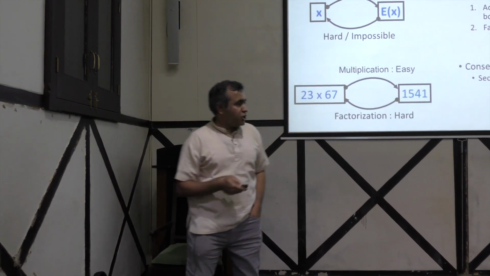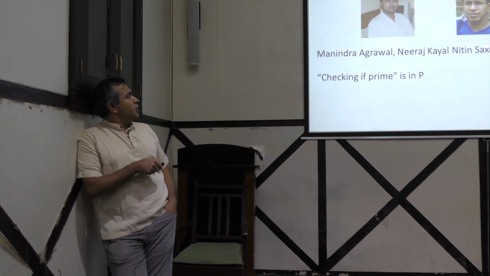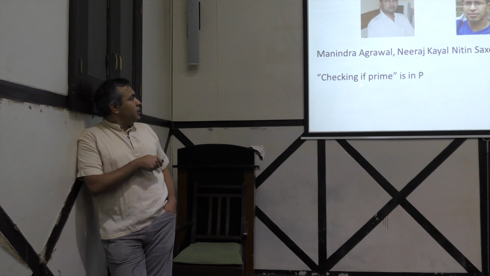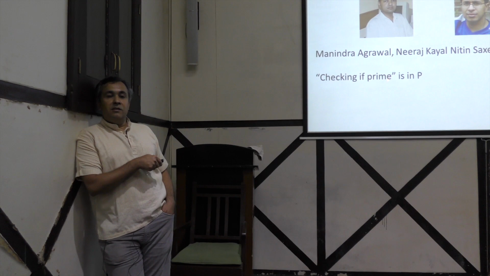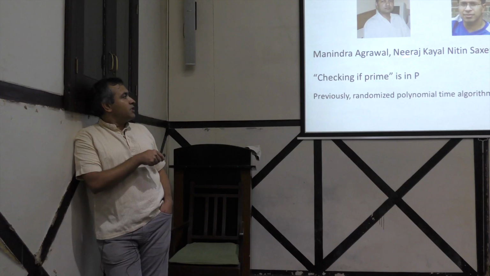Among the various computational problems I talked about, one was checking if a number is prime, which was easier than factorization. I didn't say where in the complexity classes it fell. There's a remarkable achievement from three researchers from IIT Kanpur about 15 years ago, who showed that checking if a number is prime, though factorization is hard, is actually in P.